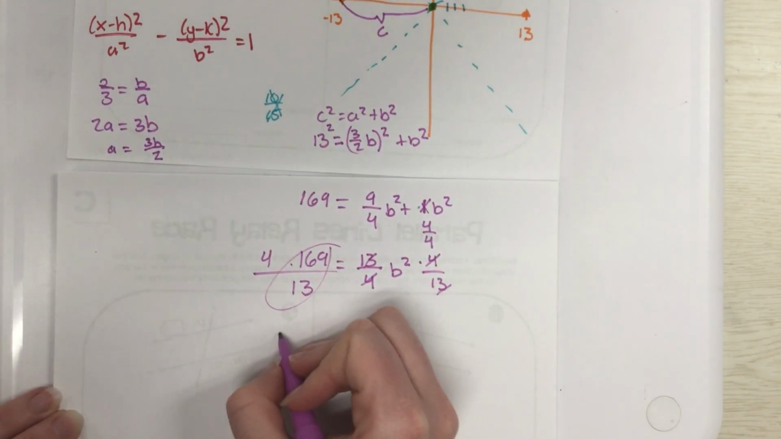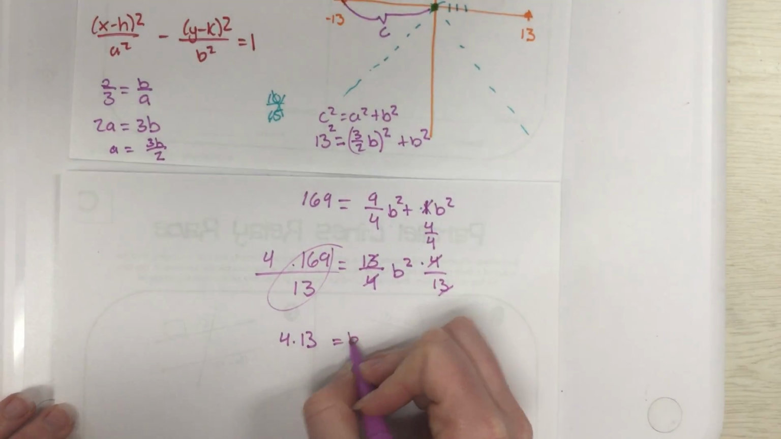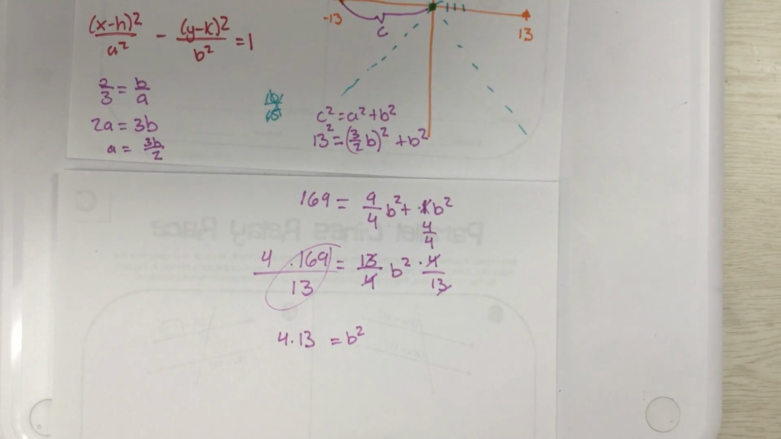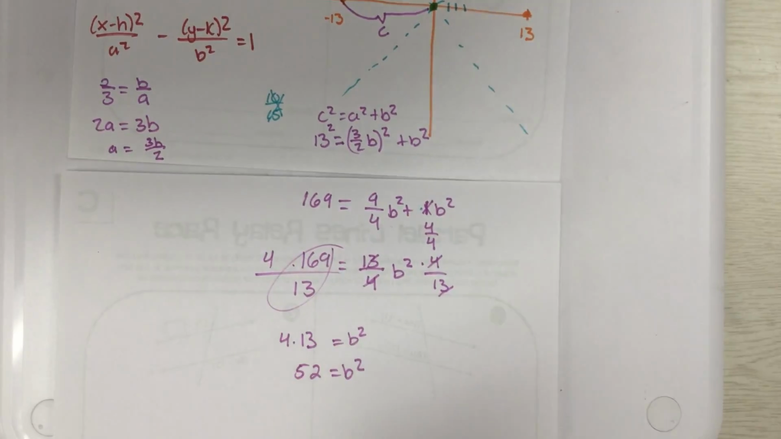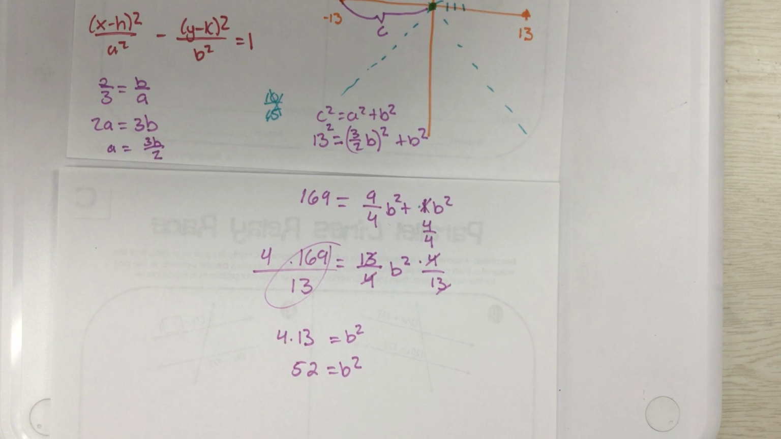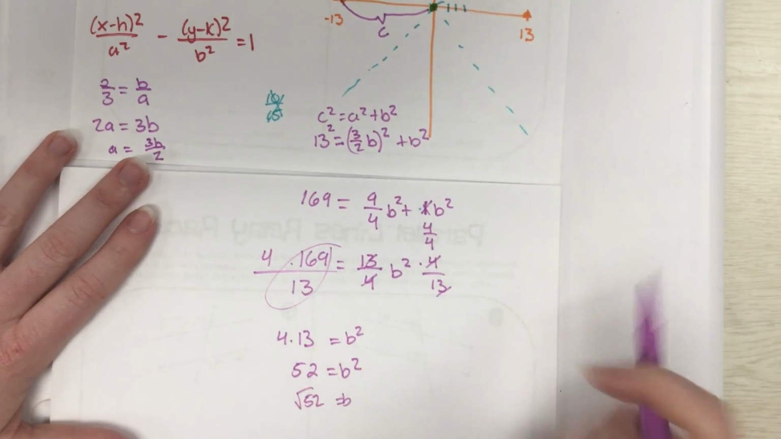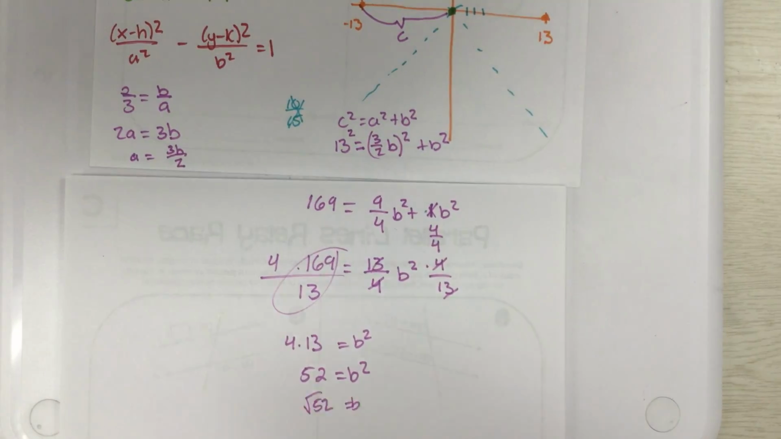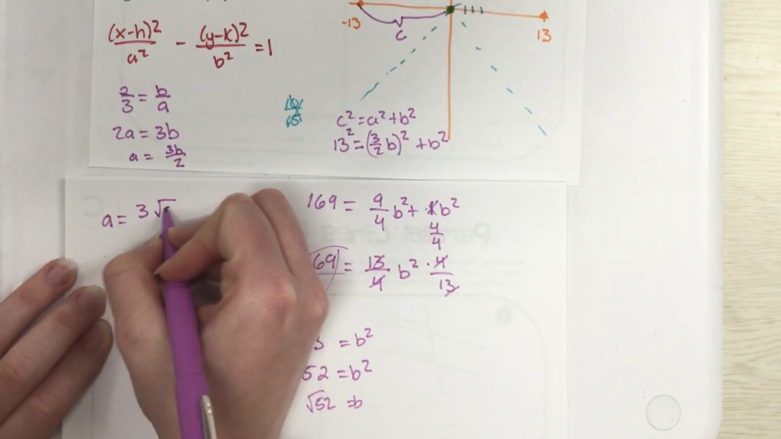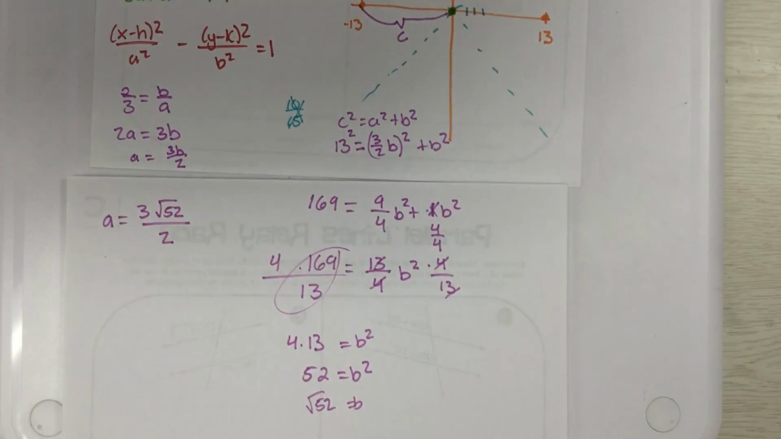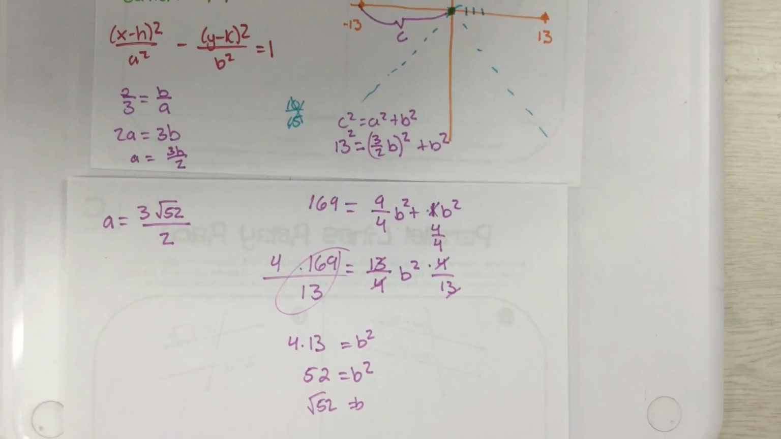You should know that. That's just 4 times 13. It's 169 divided by 13 is just 13. Equals b squared. And so over here, I'm going to do 4 times 13, and I get 52 equals b squared. All right, so I have my b squared, essentially. B itself is the square root of 52. Okay? And so when I'm plugging over here to a, right, I'm going to go ahead and say a is 3 times the square root of 52 over 2, which that's kind of messy, but we can leave it like that. I'm not going to, though.